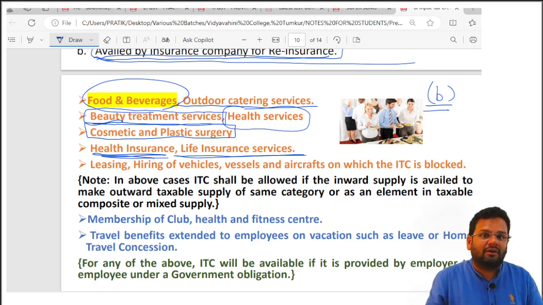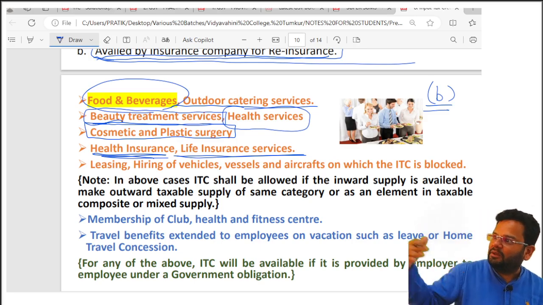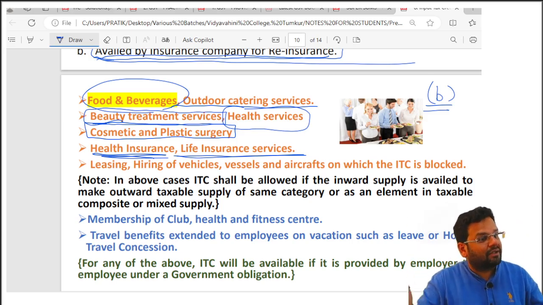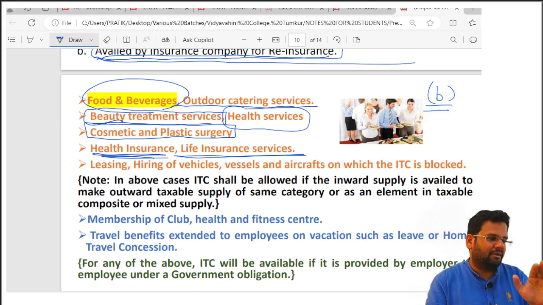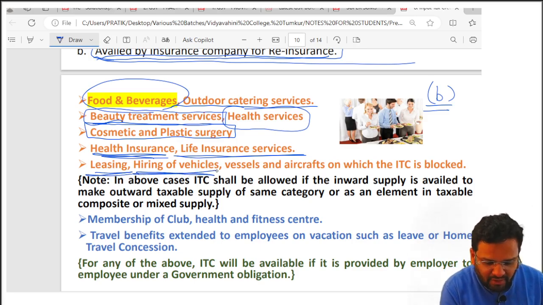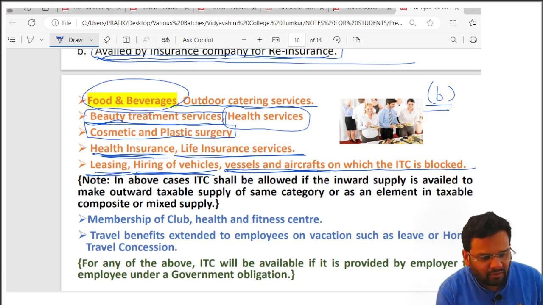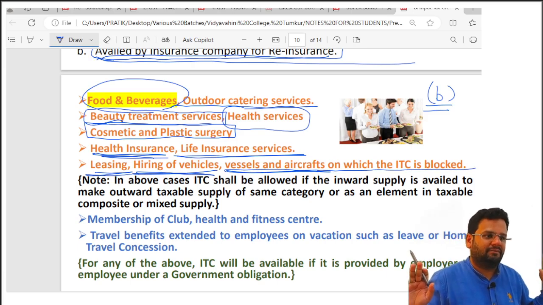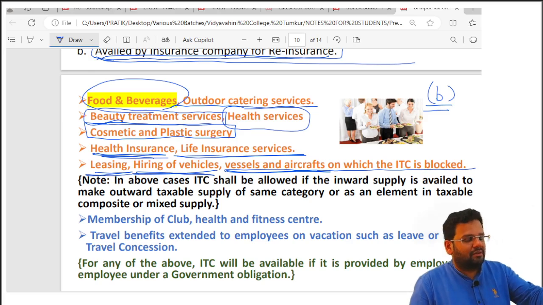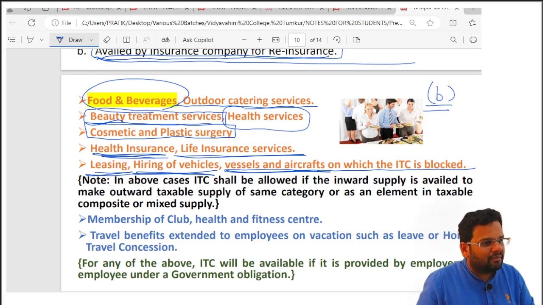Yes, people can do that. There are groups of companies, na. So one of the companies can be made a fake company. Its only task will be to purchase the vehicles, vessels, aircrafts which I actually need, and keep on giving them to me by showing a leasing agreement, and on the lease whatever GST is paid, take ITC of that. But government says wait, we will block. We will block ITC on leasing and hiring of vehicles, vessels and aircraft on which ITC is blocked. Getting it? So even if a Maruti Omni is taken on rent for transporting your employees, ITC will be blocked.